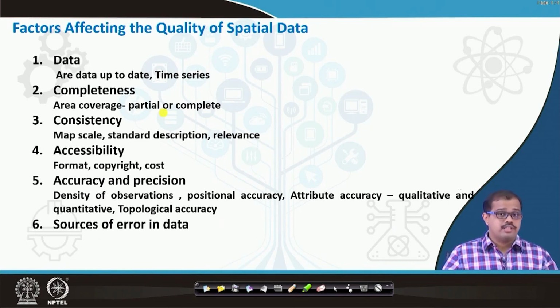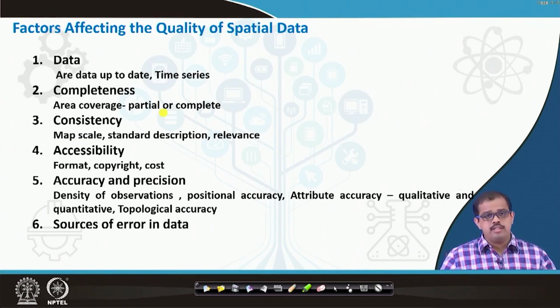Then accuracy and precision. Okay, as I said, data may not be both accurate and precise, or it may be accurate and/or precise depending on the situation it is in. So look at the accuracy and precision in terms of observations, density of observations, positional accuracy, attribute accuracy, qualitative and quantitative both, then topological accuracy. So when I say positional, it is almost quantitative, and when you are looking at attribute accuracy, it is more qualitative, sometimes quantitative.